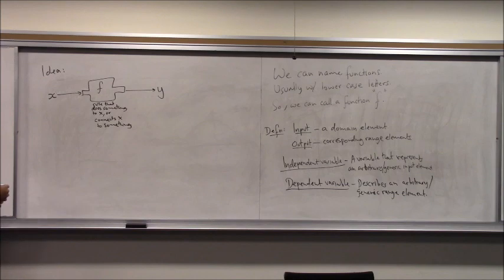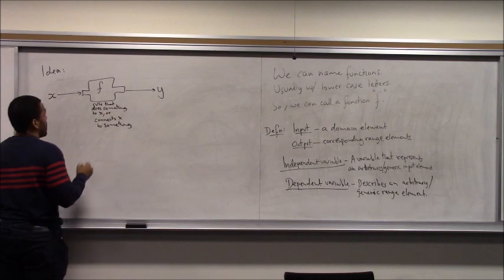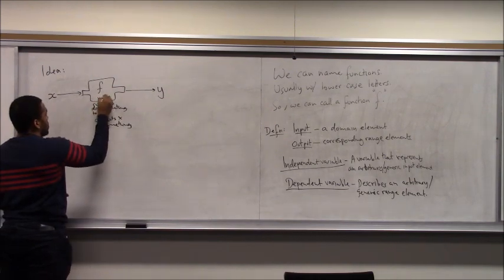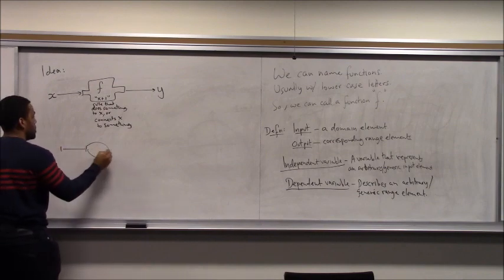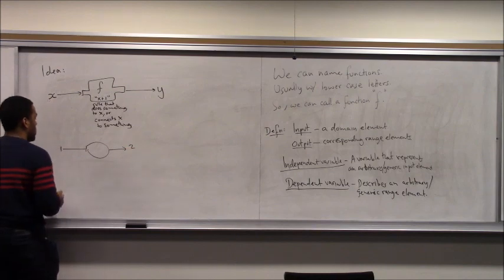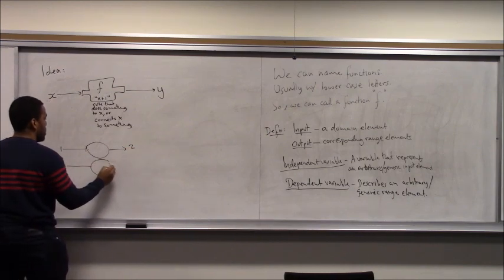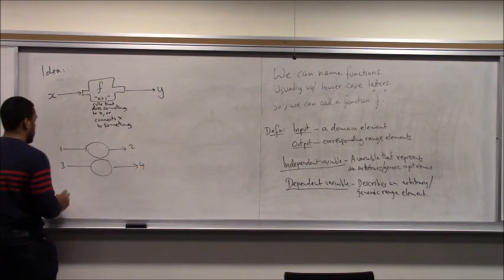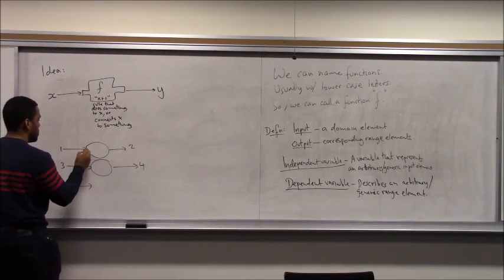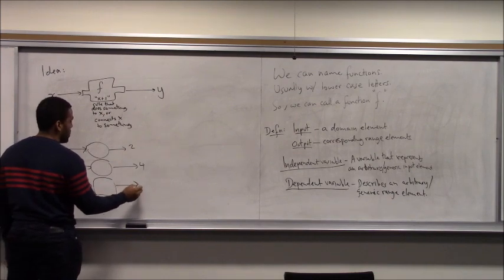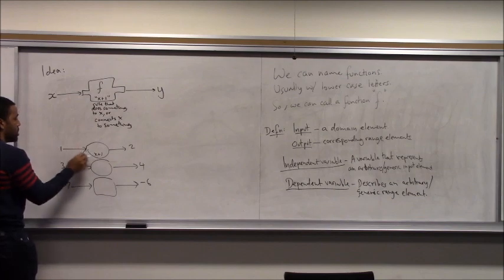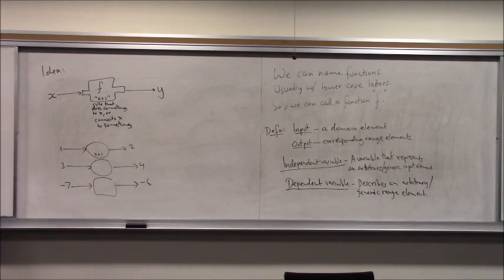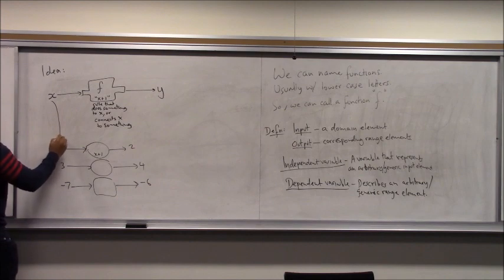And so, for example, you can say, okay, if this rule is x plus 1, for example, you'd realize that if you put 1 into this function, it's going to spit out 2. And if you put 3 into this function, it's going to spit out 4. If you put minus 7 into this function, it's going to spit out minus 6, right? It'll do some calculation. It's going to say, whatever you put in, add 1 to it, and that's going to be the output.